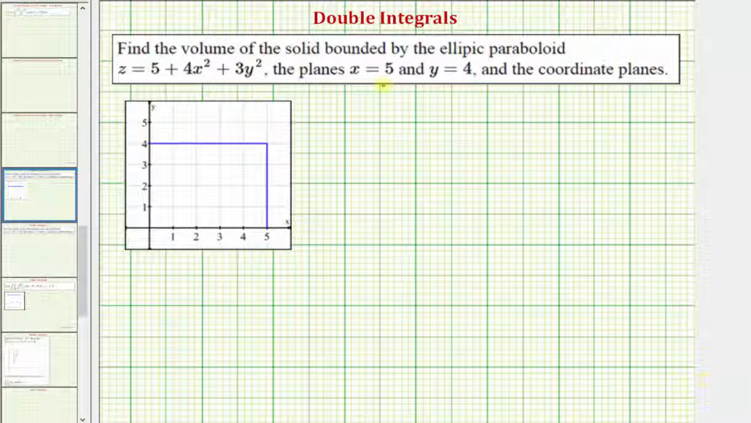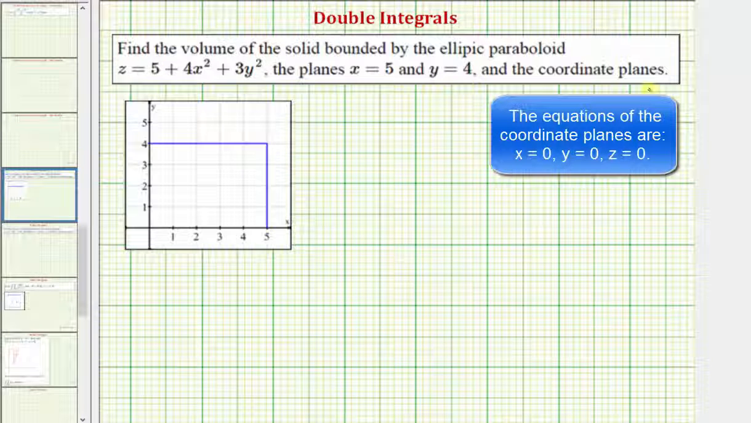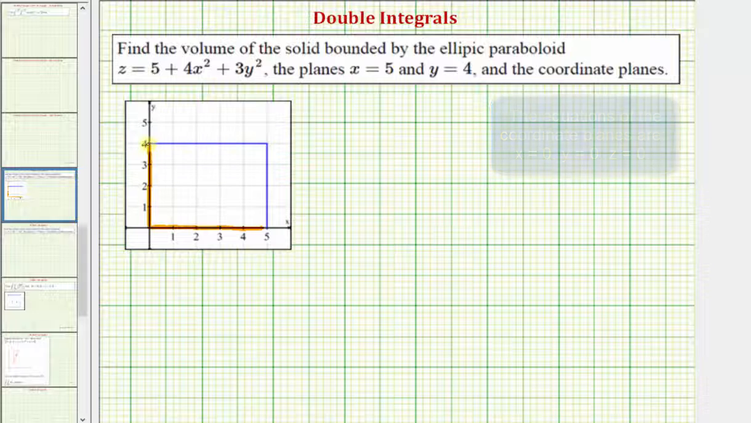We're asked to find the volume of the solid bounded by the elliptical paraboloid given here in the planes x equals 5, y equals 4, and the coordinate planes. So we'll find this volume using a double integral. We're going to integrate our paraboloid over the region defined by x equals 5 and y equals 4 in the coordinate planes, which means the region of integration would be from 0 to 5 for x and from 0 to 4 for y, which means this rectangular region here in the xy plane is the region of integration.